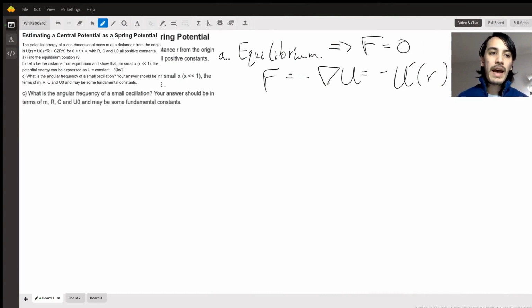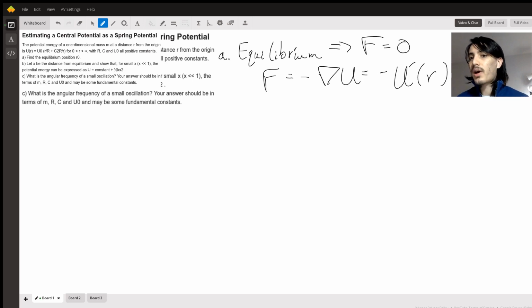In this problem, we have a potential energy for a one-dimensional mass at a distance r from an origin being given as U(r) = U naught times the quantity (r over capital R plus C squared capital R over r), and that's lowercase r on the bottom, for lowercase r going from 0 to infinity, where capital R, C, and U naught are all positive constants.